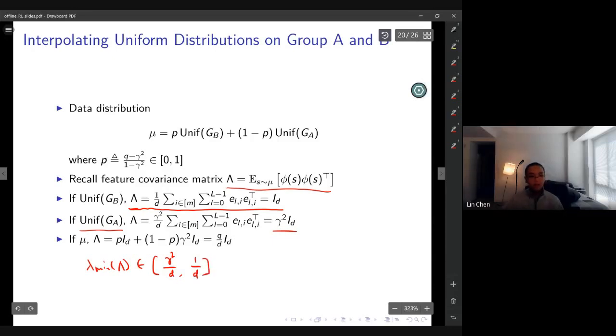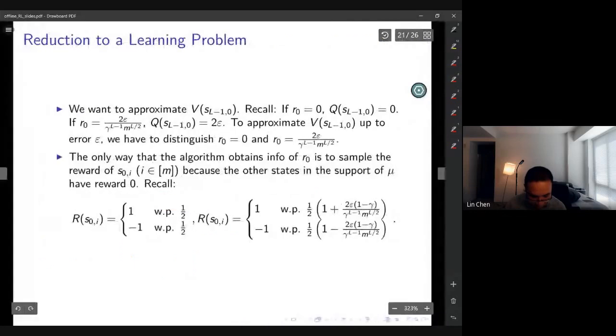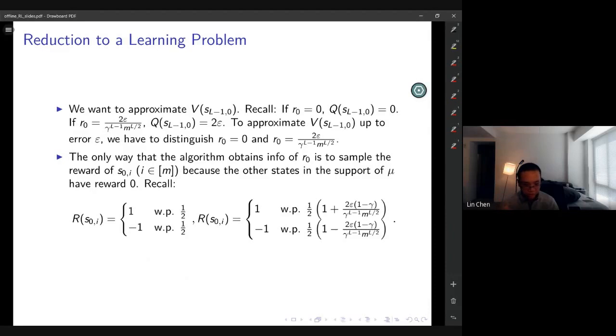So this is the mechanism. And then the high level idea of the strategy is this: we would like to reduce it to a learning problem. So to be precise, if we want to approximate the value of this state, which is the highest state in group C.